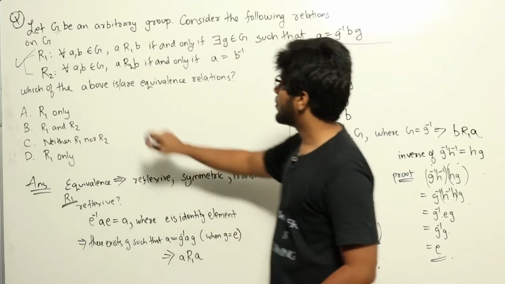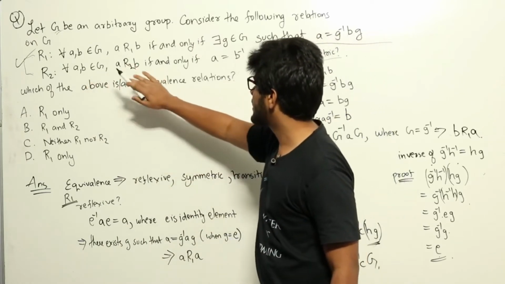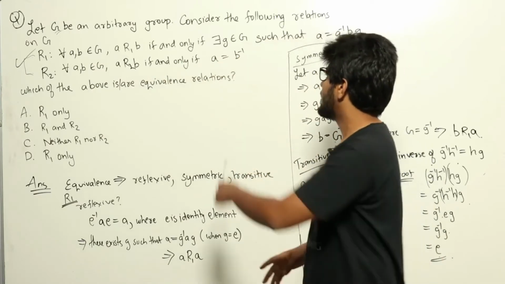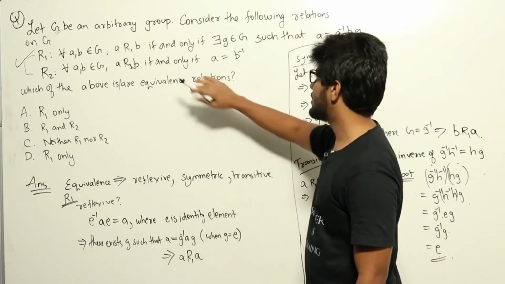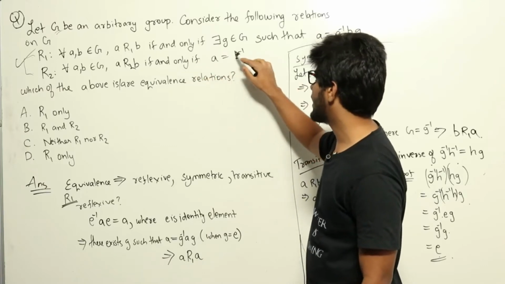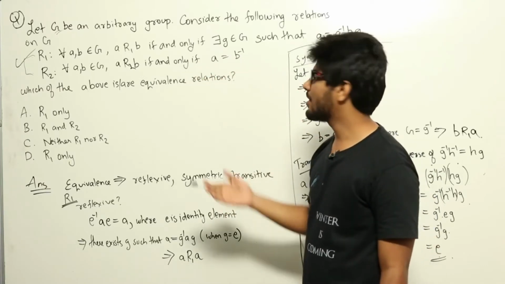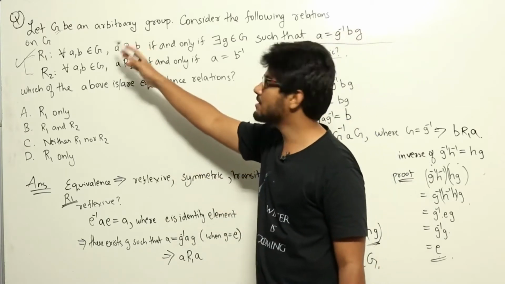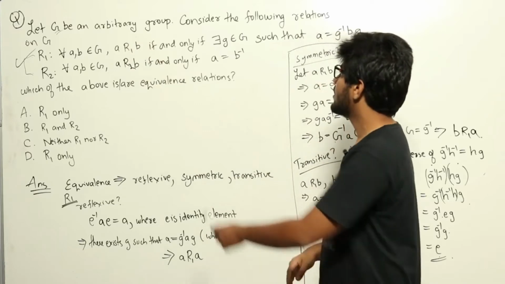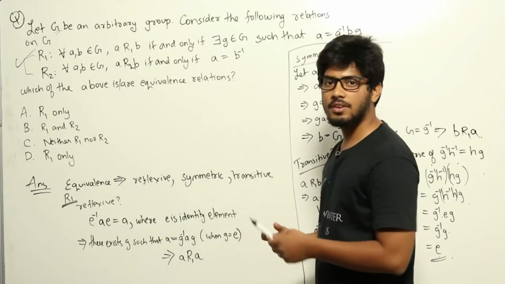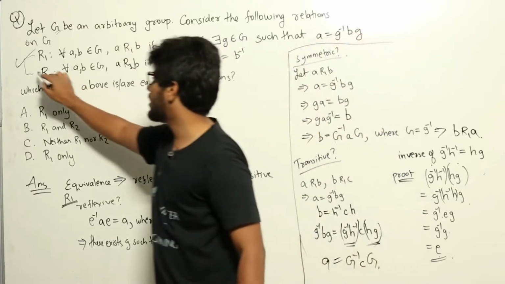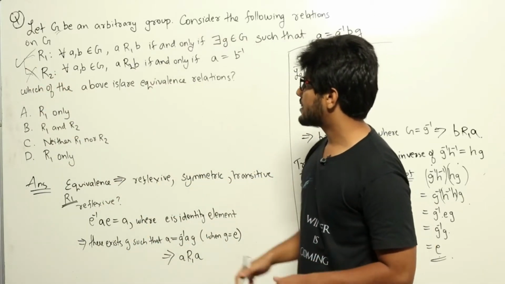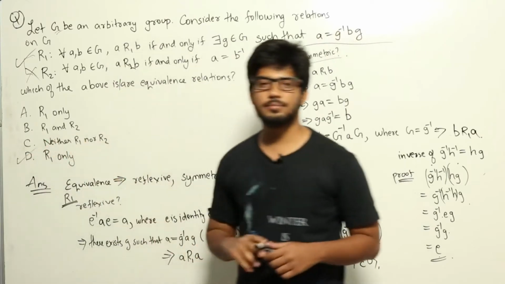Now look at R2. For all A, B belong to G, A related to B if and only if A equal to B inverse. Now this need not be reflexive itself, because if it has to be reflexive it should be A equal to A inverse. But in an arbitrary group, A and A inverse need not be the same element. They haven't given us a group, so we can take any arbitrary group, and in that group A need not be equal to A inverse, meaning we can't say that R2 is an equivalence relation. So only R1 is the equivalence relation, that is option D.